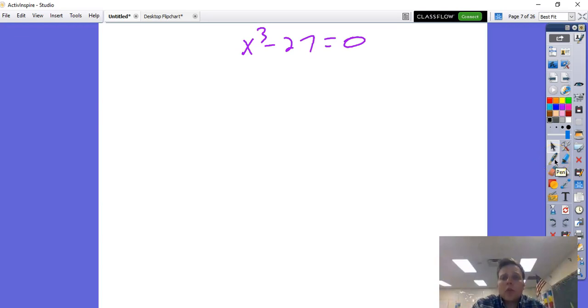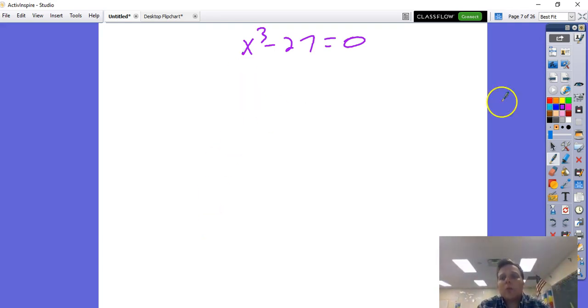Hey guys, we're going to work through the review for our test tomorrow on March 29th of 2018. So the first question says solve x cubed minus 27 equals 0. I'm really hoping at this point that alarm bells are going off in your brain. Oh, x cubed minus 27, that is the difference of cubes.